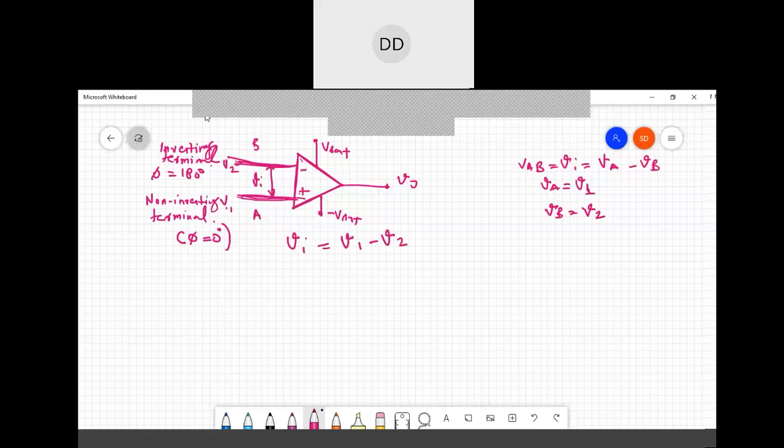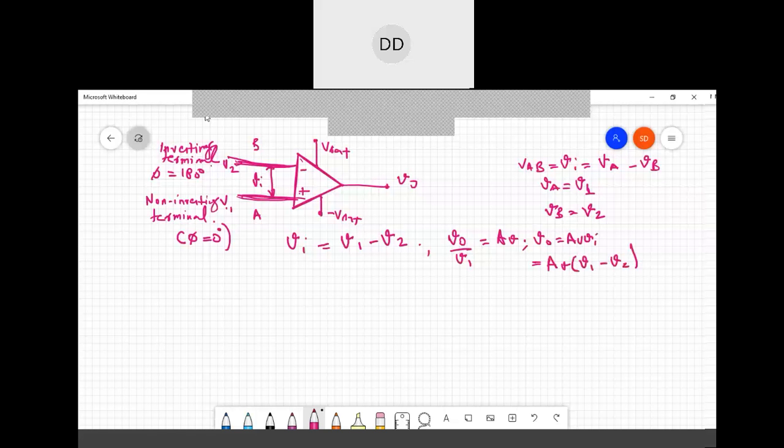Now tell me, there can be different cases I can encounter. In case one, I know that Vi is equal to V1 minus V2, and the value of V naught by Vi is my gain, that is AB. In other terms, I can write V naught is equal to AB into Vi. So I can write, instead of Vi, V1 minus V2.